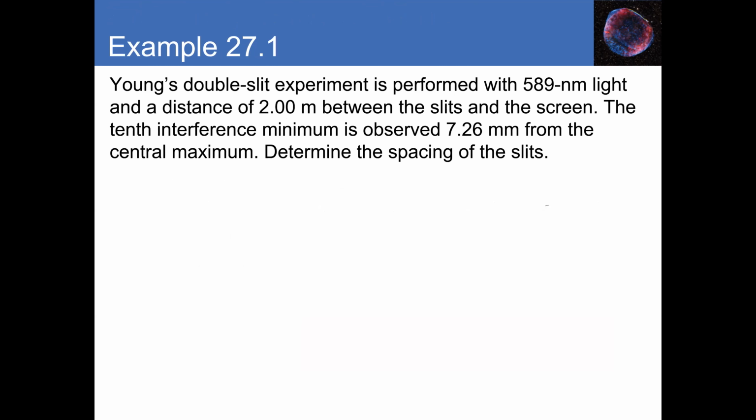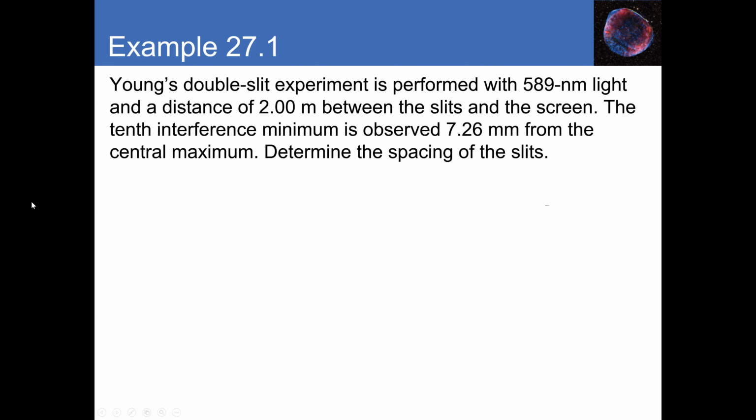All right, so Young's double slit experiment is performed with 589 nanometer light and a distance of 2 meters between the slits and the screen. The 10th interference minimum is observed 7.26 millimeters from the central maximum. Determine the spacing of the slits.